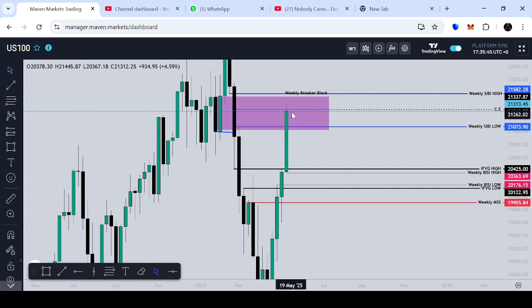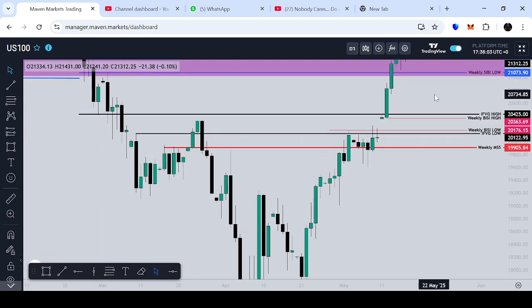So coming week, we would like to see price, anticipating price delivery coming to this inefficiency over here, both the inversion fair value gap and the BISI. That's for the weekly time frame. Go over to daily.